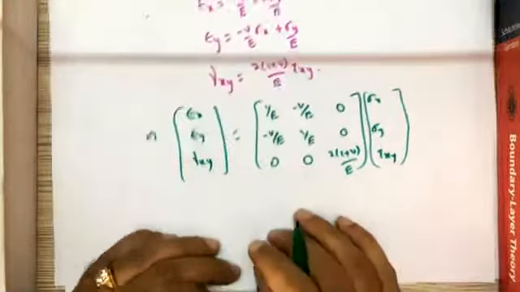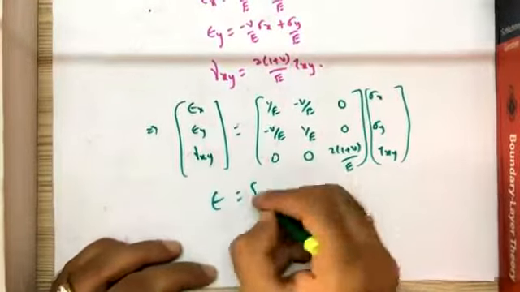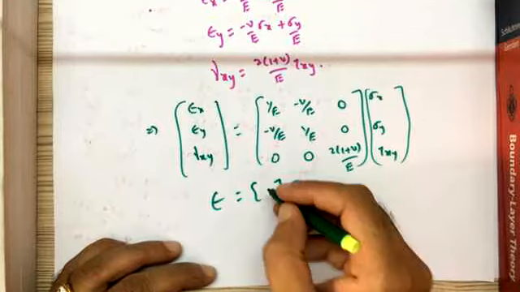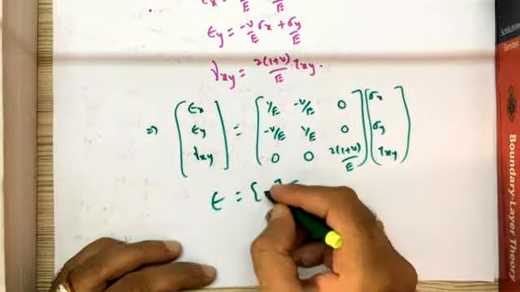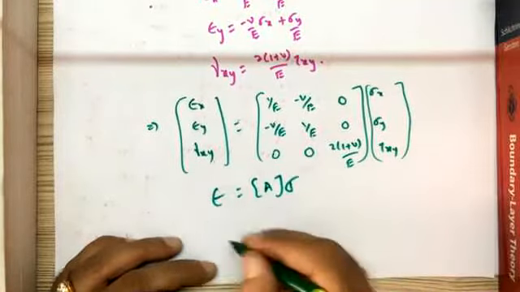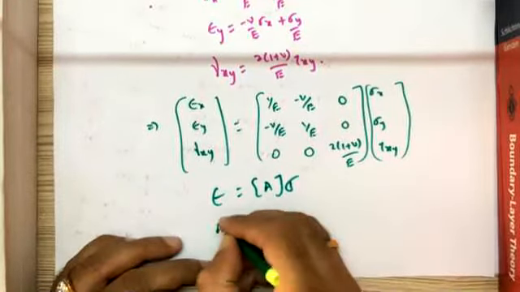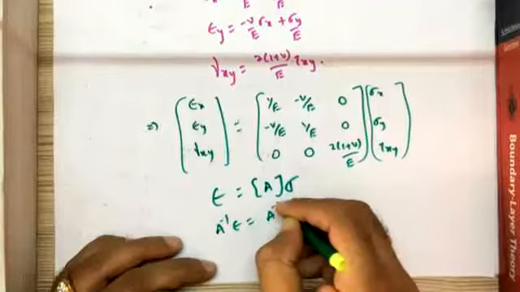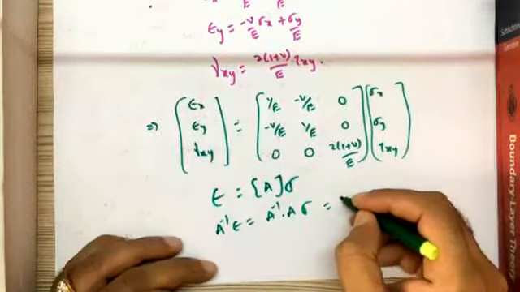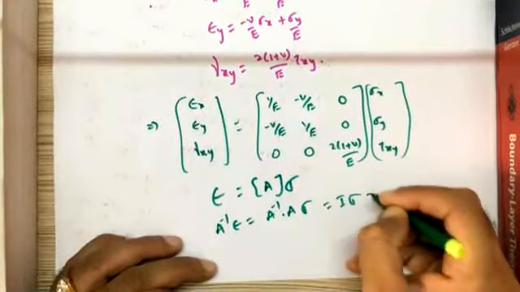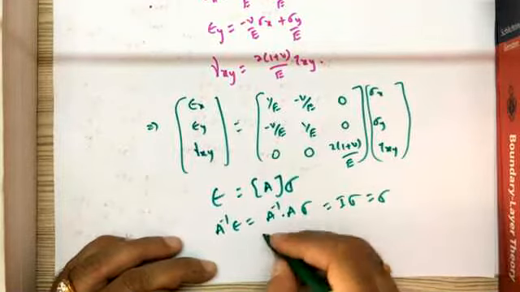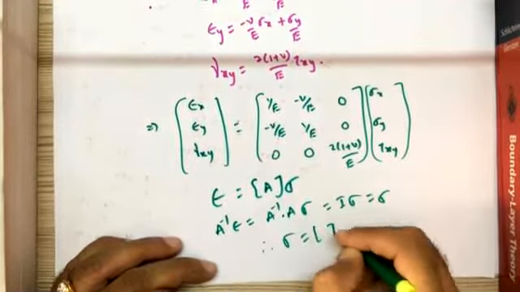Okay. So this is in the form epsilon is equal to some matrix into sigma. We do not know what this matrix is. For the time being, let us suppose this is matrix A. If I multiply both sides with A inverse, A inverse into epsilon is equal to A inverse into A into sigma. And we know A inverse into A, or A into A inverse, is simply I. If you multiply any matrix with its appropriate identity matrix, you will get the same matrix again, sigma. So this is in the form sigma is equal to some matrix into epsilon.